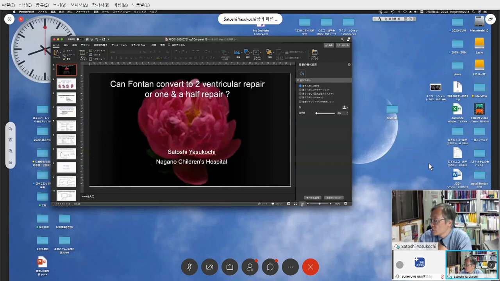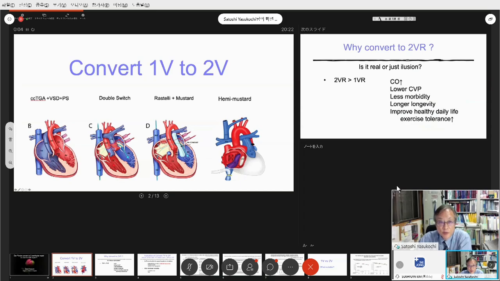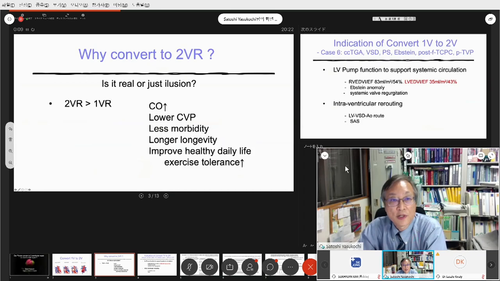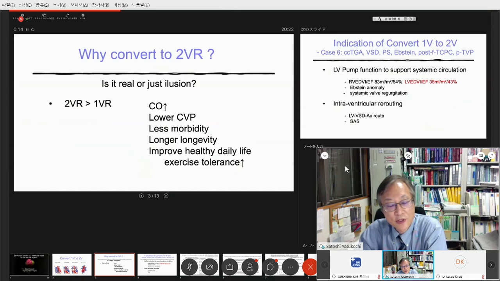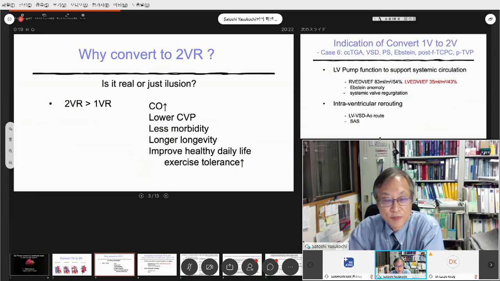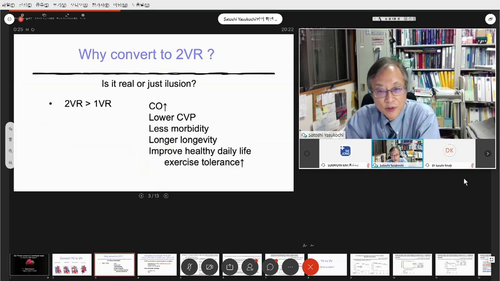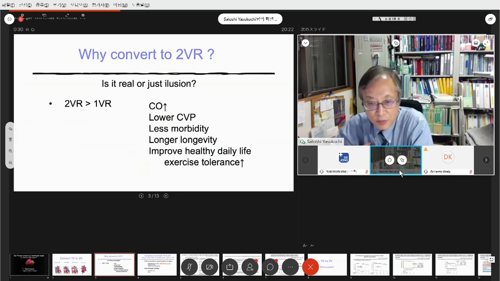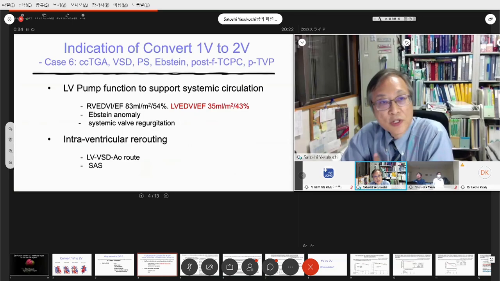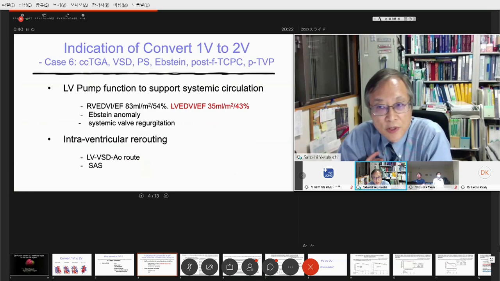Okay, so let's get started. I think the issue is converting the one ventricle repair to a two ventricle circulation. Why convert to the two ventricle repair? Is it real or just an illusion? I think everybody believes the two ventricle circulation is better than one ventricle circulation because of the higher cardiac output, lower CVP, less morbidity, longer longevity, and improved healthy daily life with exercise tolerance. So the indication for converting a one ventricle to a two ventricle repair is, we need to consider two factors.